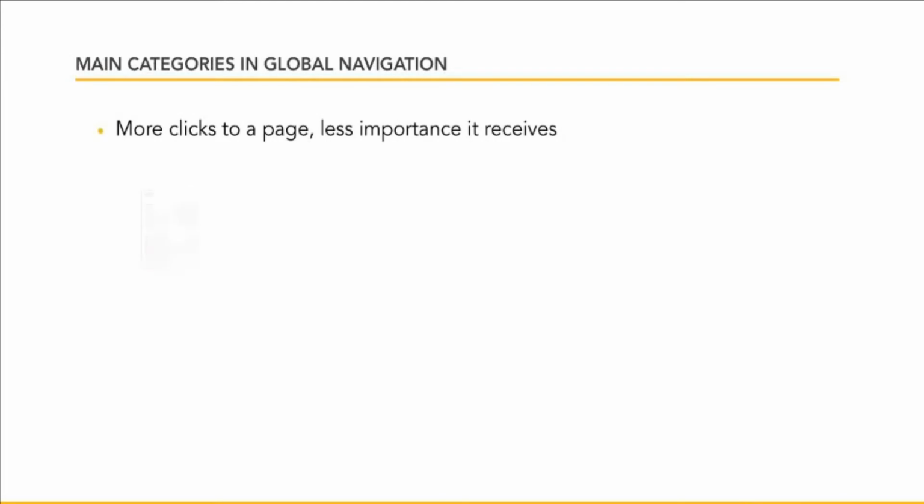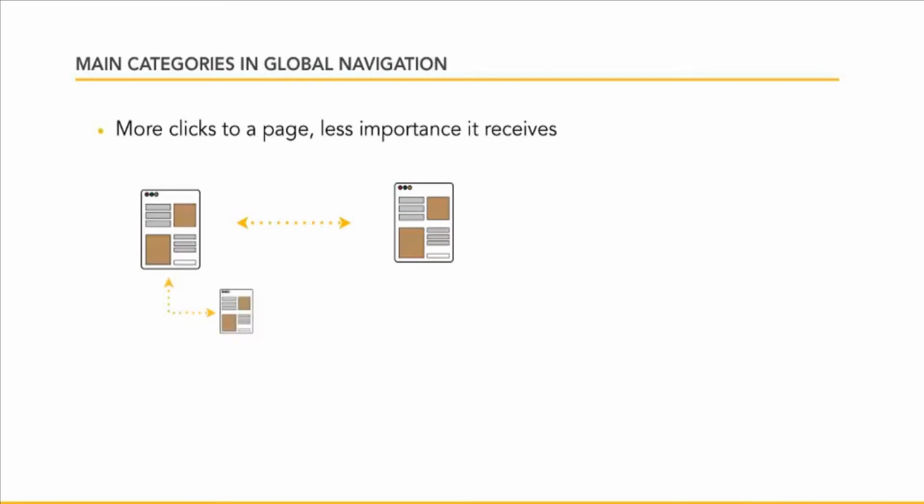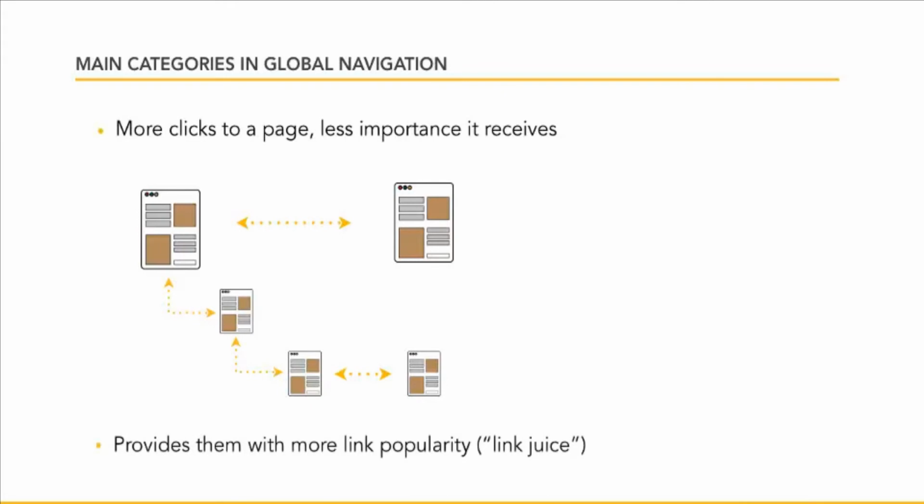If you link to pages in your main navigation on every page of your website, you're making a statement that they're important. On the other hand, if other pages are buried because they take 4 or 5 clicks to even find on your site, you're saying they're not important, and the search engines will give them less weight accordingly, because they have less link popularity, or as we like to say in the SEO biz, less link juice.